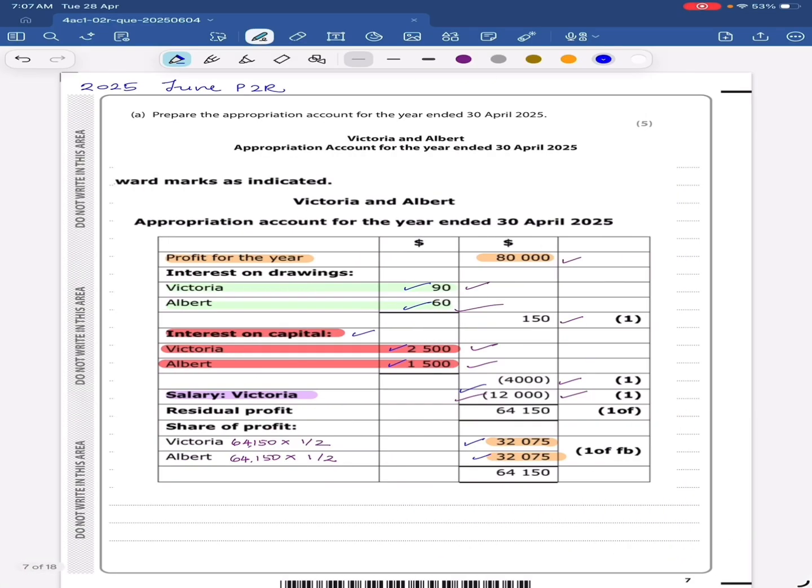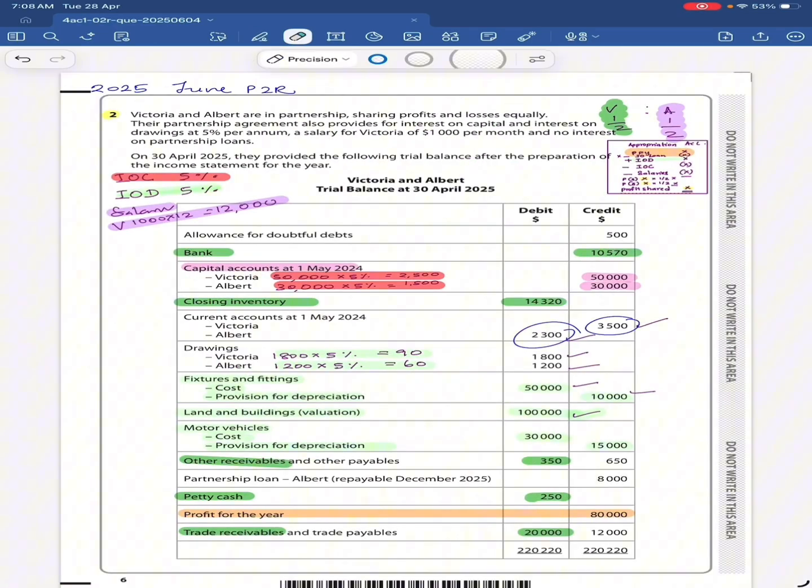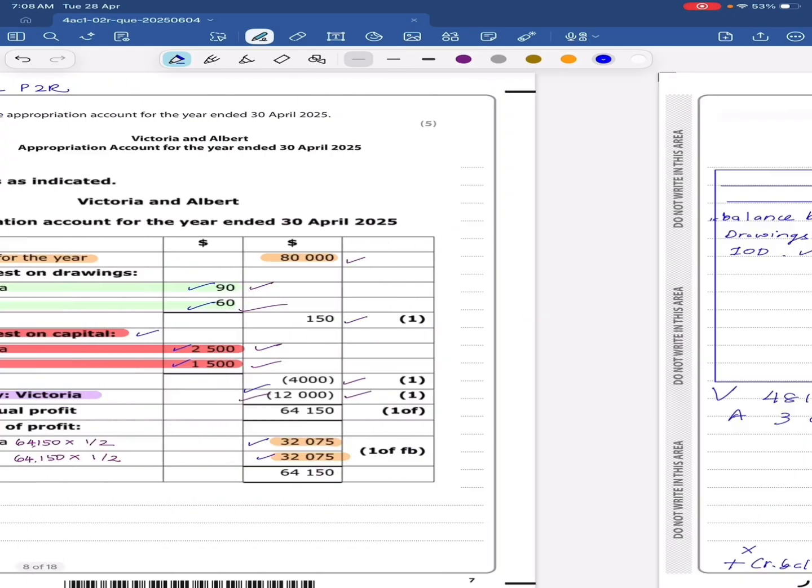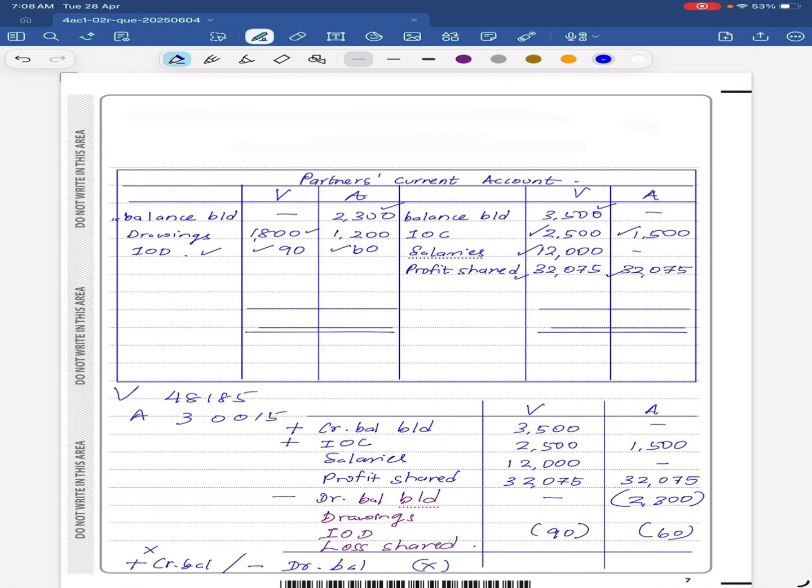Now the leftover, the drawings amounts. So we have drawings 1,800 for Victoria, 1,200 for Albert. Let's enter this on the debit side, 1,800, 1,200 as drawings, and the same amount applies to this format, 1,800 deducted and 1,200 you deducted here.